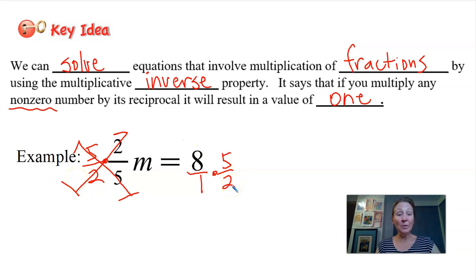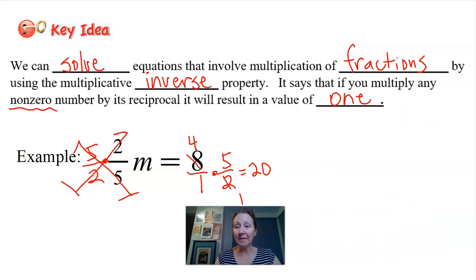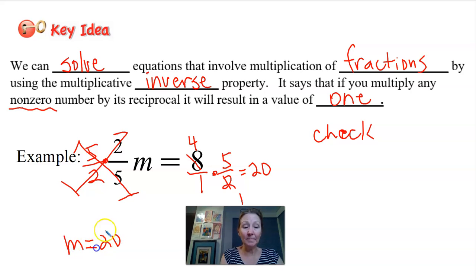Over here, I could multiply across, but I want to start simplifying before I multiply. 2 goes into 2 once, 2 goes into 8 4 times. So I get 20. Now let's do a quick check. It's a little more complicated to do a check when we have fractions, but we can handle it. I'm pretty sure that my answer is m equals 20.